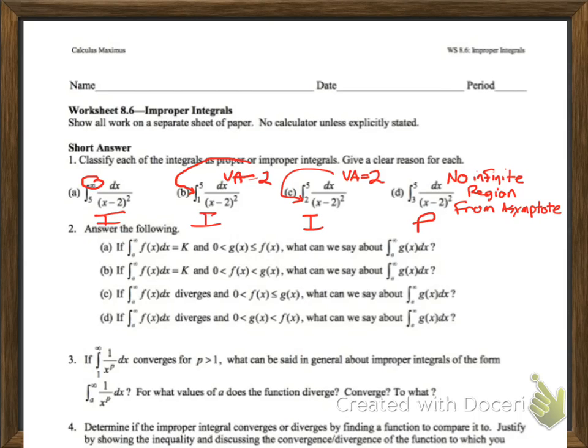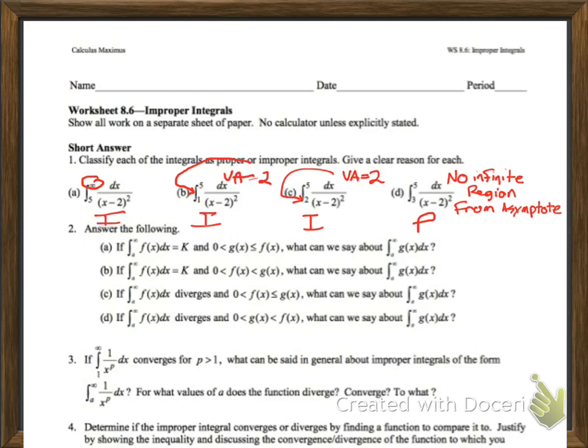A vertical asymptote that's inside the interval of integration. You have a vertical asymptote. So here's 1 over (x minus 2) squared, shifted to the right 2. Well, at x equals 2, there's a vertical asymptote. And so in there, I'm getting an area underneath the curve, and because there's a vertical asymptote, that makes it improper. We'd have to do a 2-part limit, 1 to 2, 2 to 5.